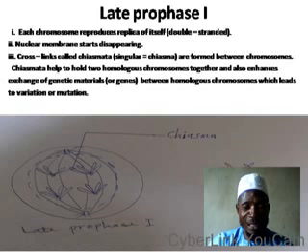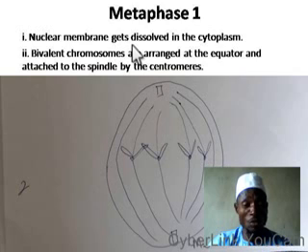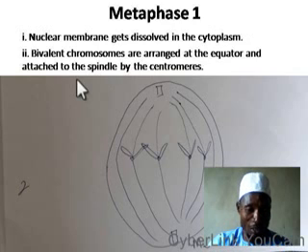Let us look at the metaphase I. In the metaphase I, the nuclear membrane disappears completely. We look at this one, there is no nuclear membrane. The nuclear membrane gets dissolved. It is the same thing with what I have just said, that the nuclear membrane gets dissolved in the cytoplasm completely.